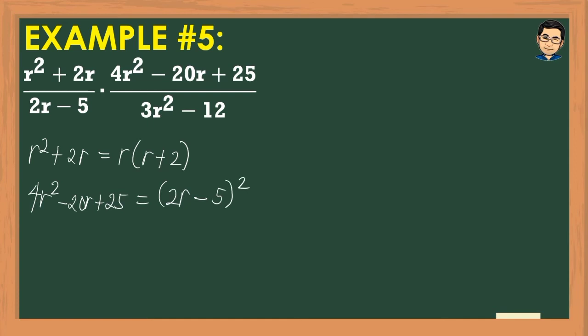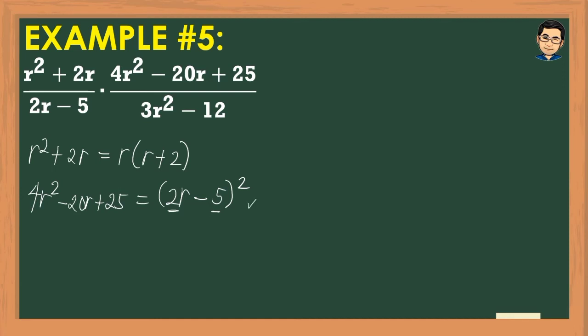So, hindi po kasi sapat lang na na-extract yung first term tsaka yung last term. So, kailangan din po nating i-check yung middle term kung ma-obtain kapag ganito ang ginawang process. Like, for example, 2r times negative 5, that is negative 10. And then, twice the product nga, magiging negative 20r. As you can see, lumitaw naman po yung negative 20r. So, ito pong factor na to, tama po.